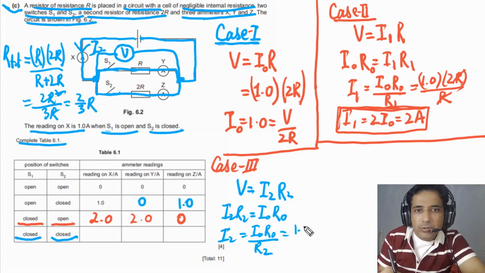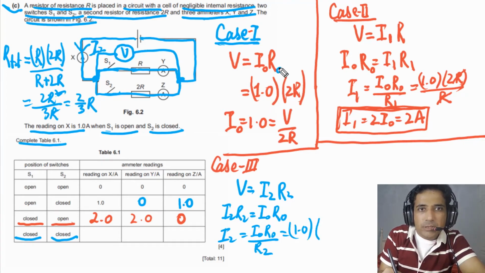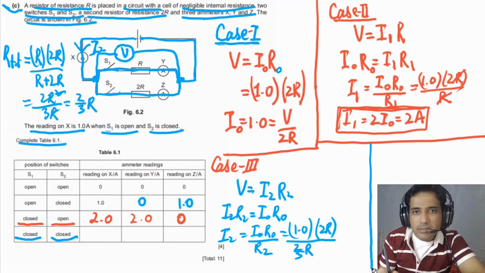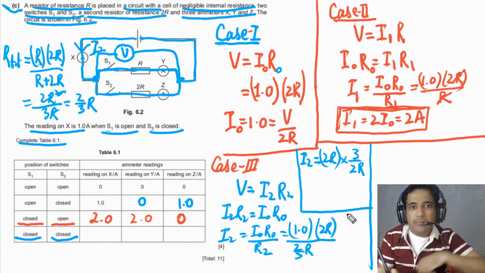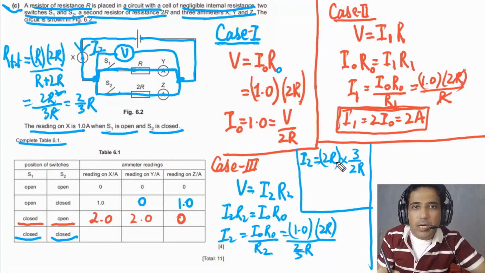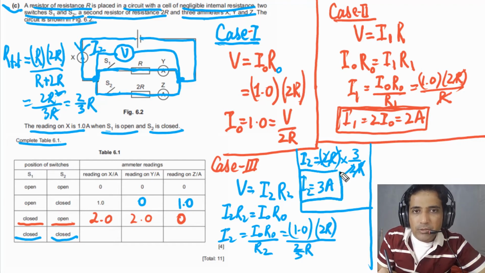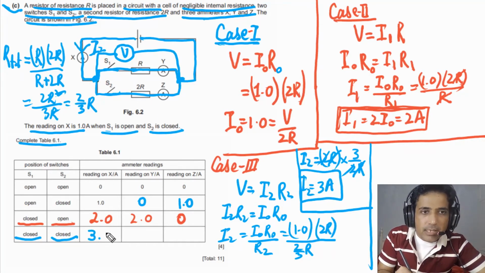I naught is equal to 1.0, and R naught is equal to 2 times R divided by R2. R2 is equal to 2 by 3 times R. Now we can simplify this. So in this case, I2 will be equal to 2R divided by 2 by 3R. So simply we can say 3 by 2 times R. So here we have 2 by 3R, or simply you can write down 3 by 2R. So this R will be cancelled with this, 2 will be cancelled with this one. So we got I2 equal to 3 amps. So value of I2 is equal to 3 amps. So current passing through X has to be equal to 3.0 amps.